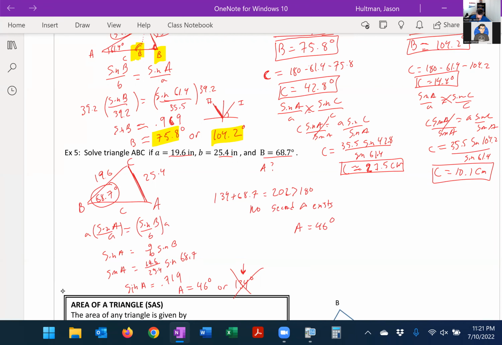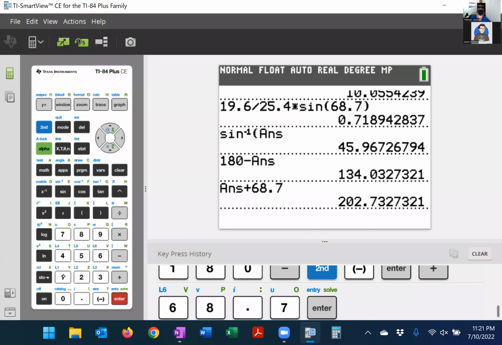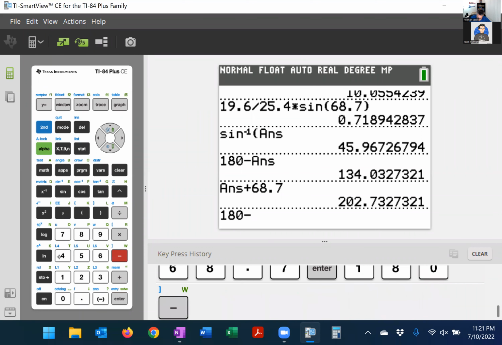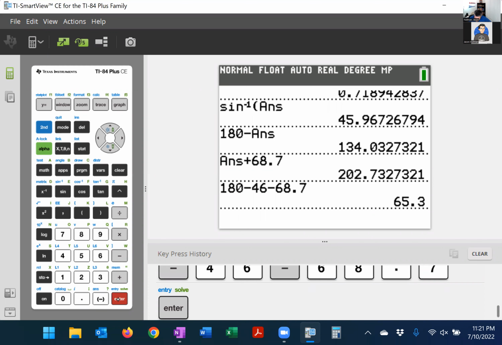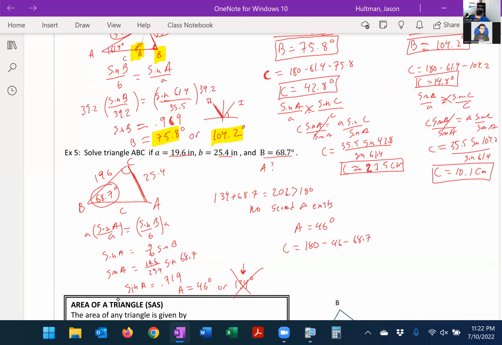Then what is angle C going to have to be? Well, C is equal to 180 minus 46 minus 68.7. So 180 minus 46 minus 68.7 is 65.3 degrees for the angle C. So angle A was equal to this, angle C was equal to that.